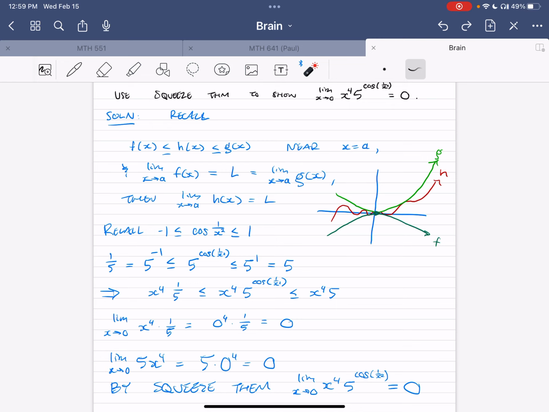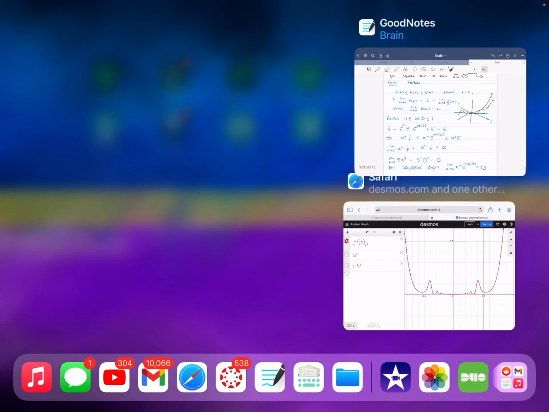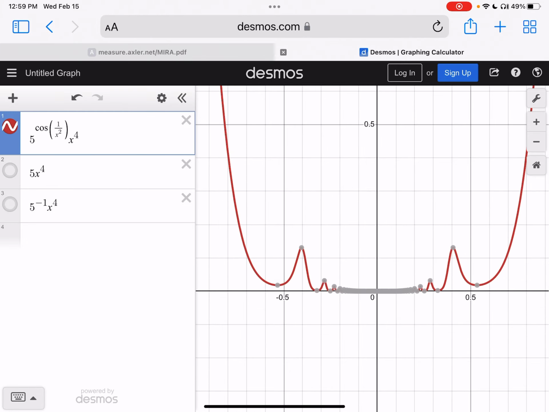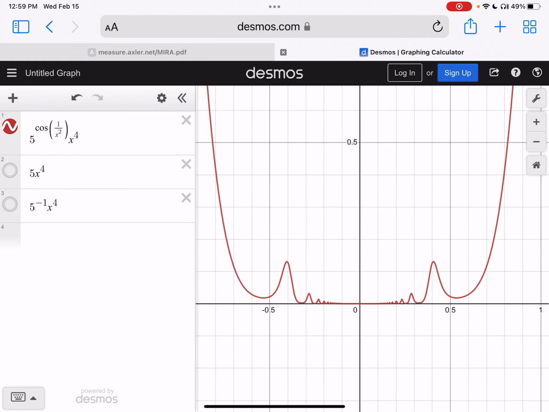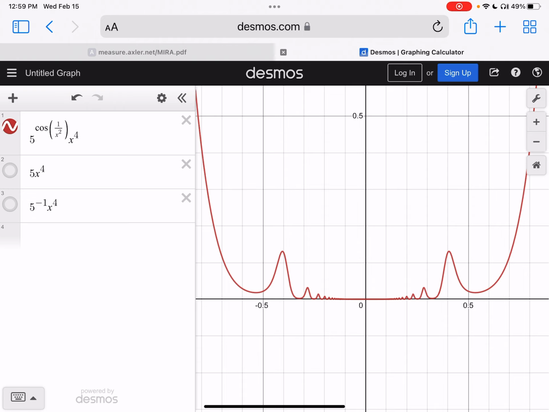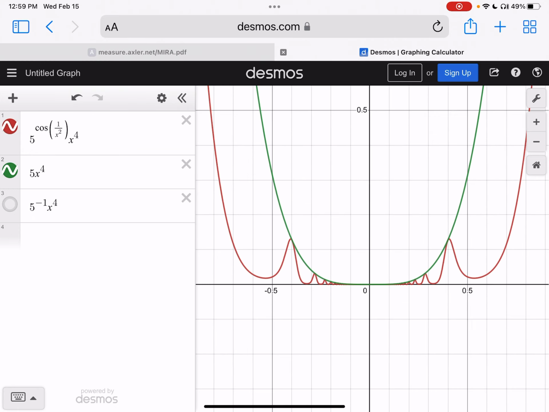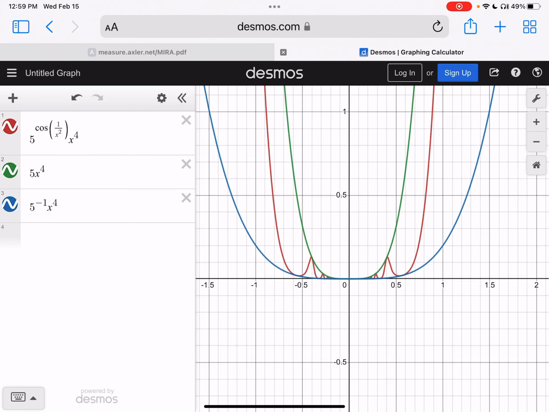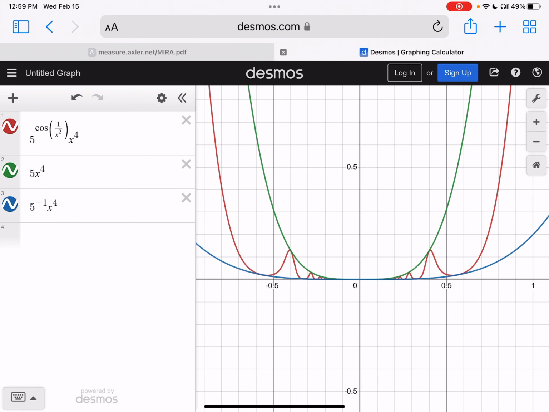And then I said that the picture looks better with this, so I decided to just pull it up on Desmos. This is the function 5 to the cosine of 1 over x squared times x to the fourth. You can see it looks pretty funky. Let's see if I can, yeah, okay, that's good. And then our upper bound was 5x to the fourth. And you see that it's a very nice upper bound. And our lower bound was 1/5 x to the fourth, which is the same thing as 5 to the negative 1 times x to the fourth. And there's our lower bound. Nice. It's a cool picture. All right, that's it.